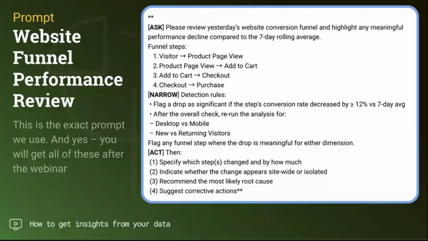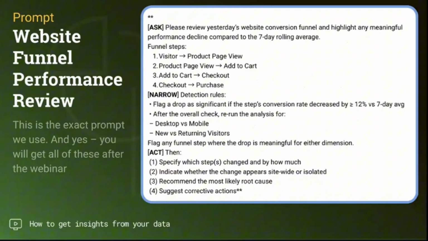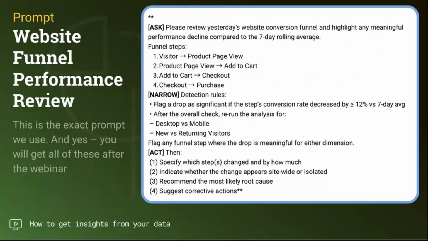Please review yesterday's website conversion funnel and highlight any meaningful performance decline compared to the 7-day rolling average. Again, in your case, it might be 14 days, 28 days, 30 days, whatever one you wish. The final steps are this: visitor to product page view, product page view to add to cart, to checkout, checkout to purchase. Then we narrow it down.